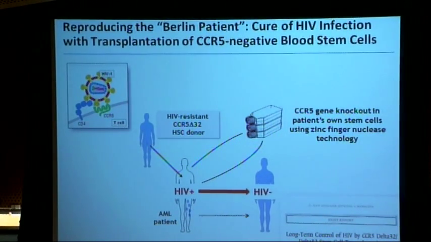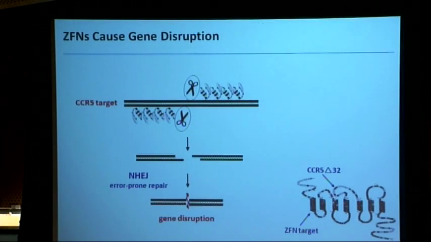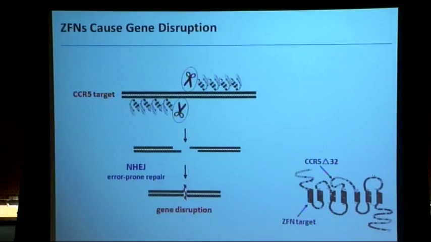There's a study done in Berlin that demonstrated that this transplant of stem cells from a patient who had this CCR5 delta 32 homozygous state was sufficient to eliminate HIV in that patient. The patient's now 5 years out and has no detectable HIV. And so our idea is to try and sort of reproduce that.